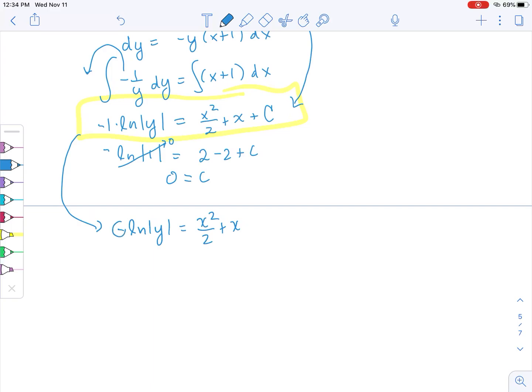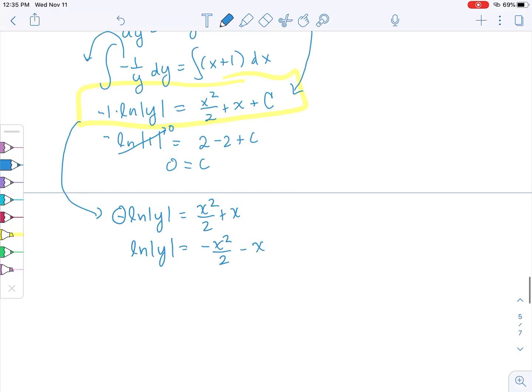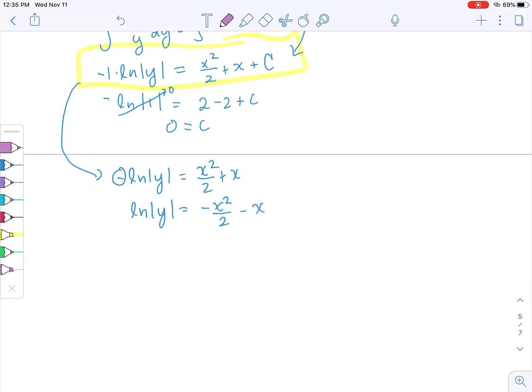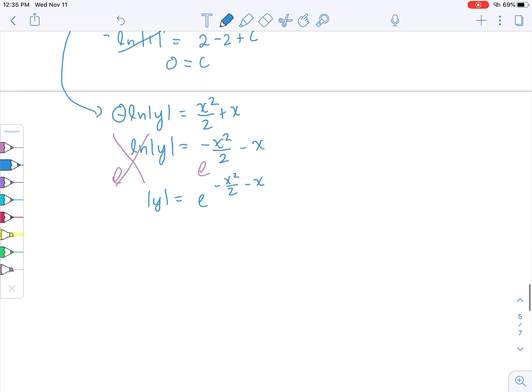If we're asked to solve for y, before we exponentiate, or take e to the power of both sides, we have to clear our negative. So what I'm going to do is divide both sides by negative and get negative x squared over 2 minus x. Then at this point we can exponentiate both sides. e to the power of is going to allow us to undo the ln, and we can now say absolute value of y is equal to e to the power of negative x squared over 2 minus x.